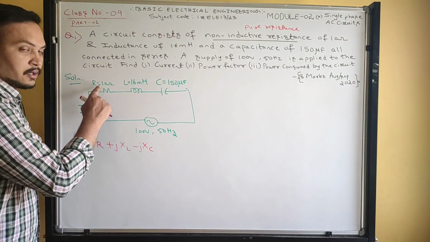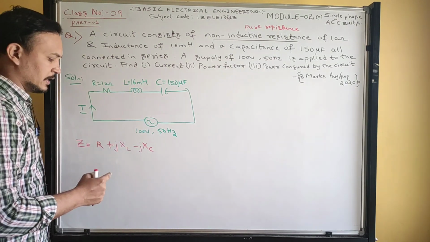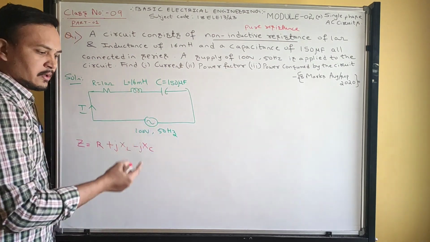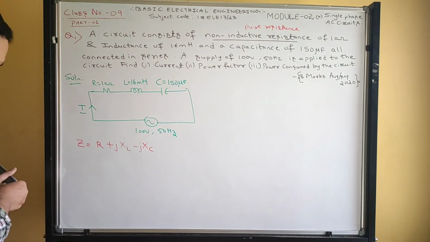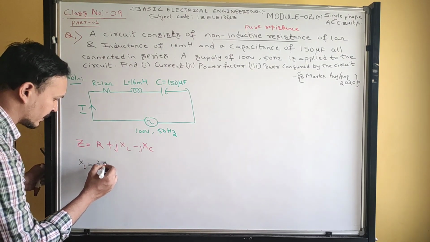R is given as 10 ohm. XL is not given; they have given the inductance value, so I need to find XL. XC is also not given; capacitance is given, and capacitive reactance is not given. So next I need to find the XL value. How to find the XL value? What is the formula for XL?